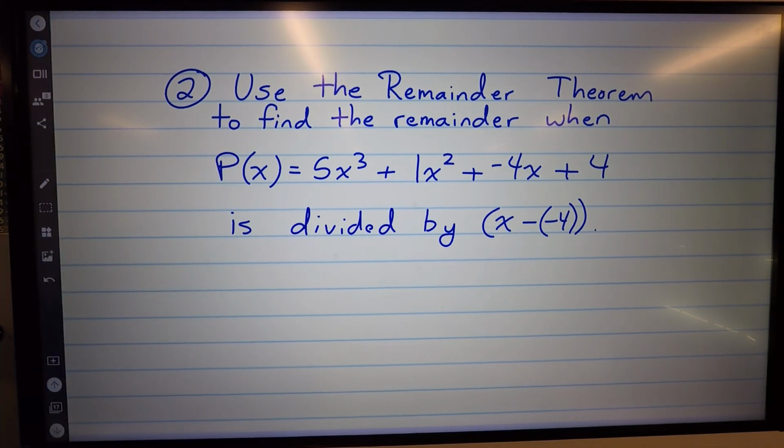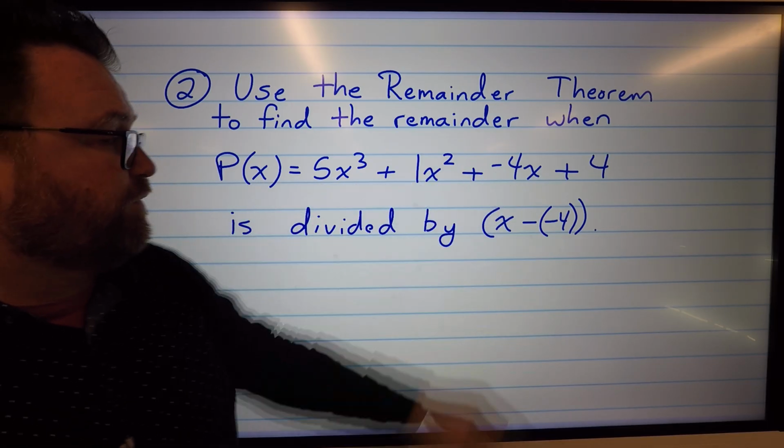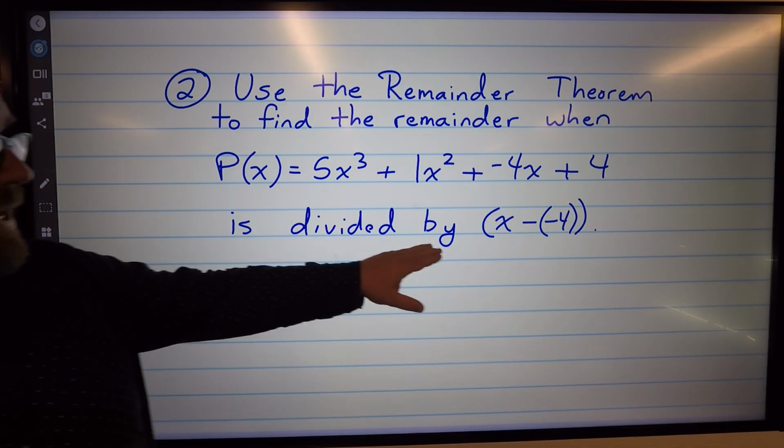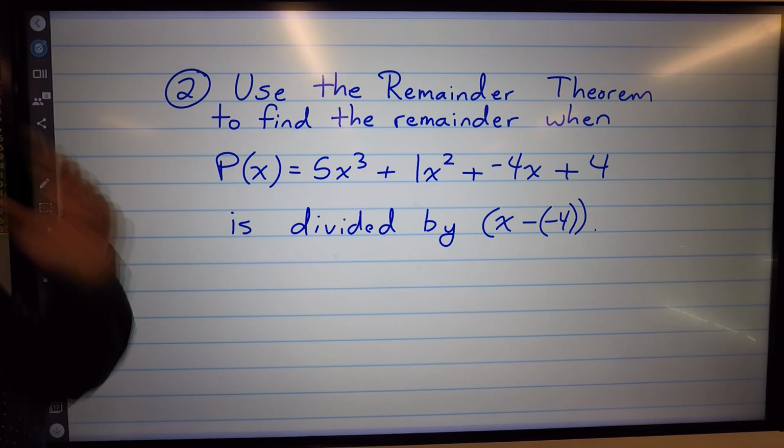Right, number 2. Use the remainder theorem to find the remainder when p of x equals 5x cubed plus 1x squared plus negative 4x plus 4 is divided by x minus negative 4. So this is the second one in my final exam review guide.